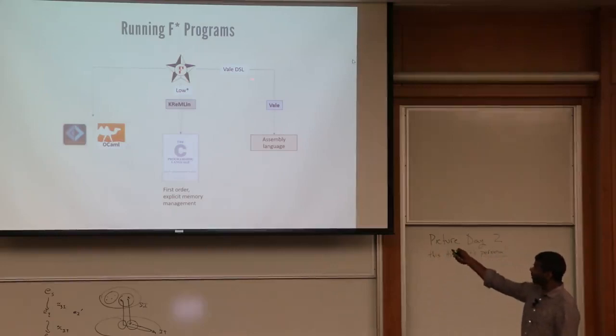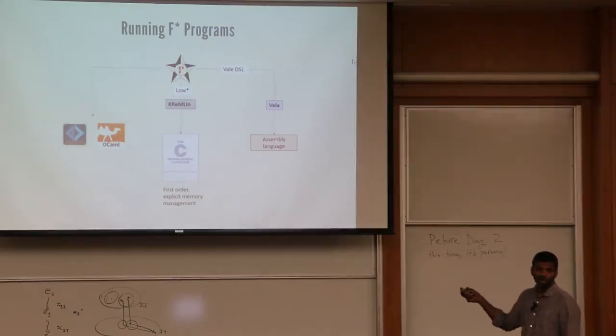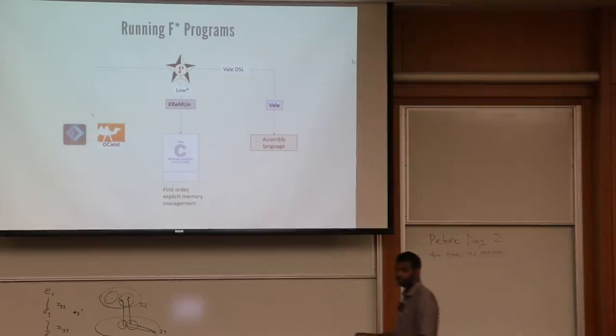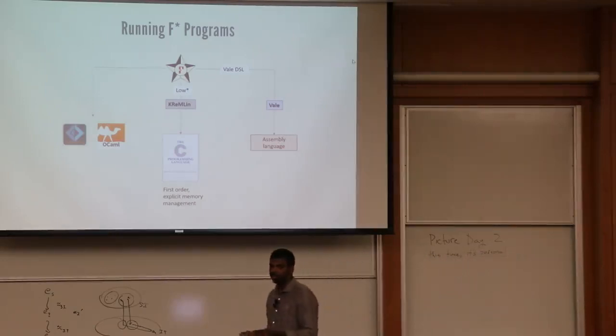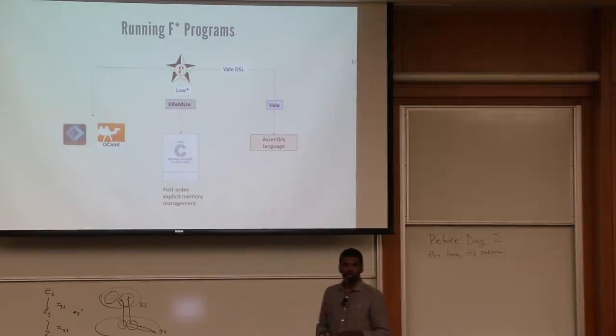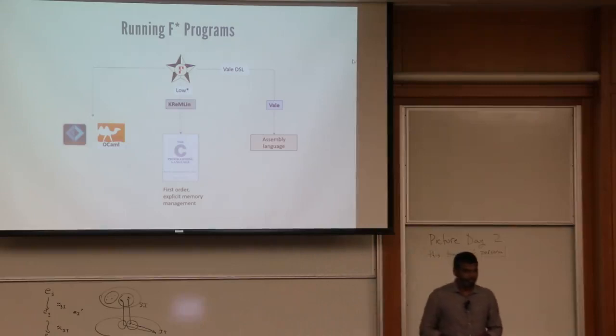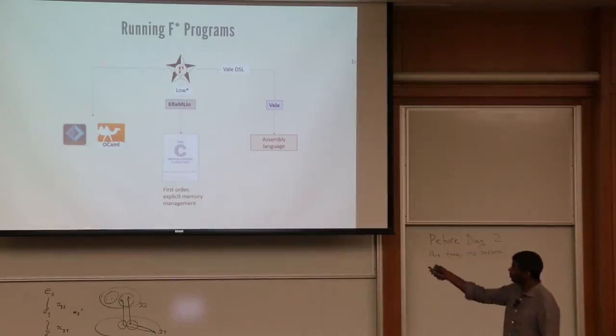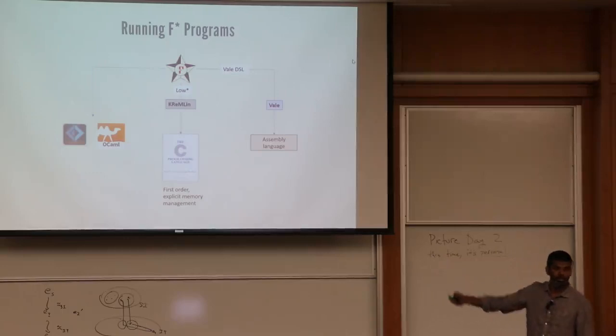And there's a subset of F* called Vale. Vale is an assembly language embedded in F*, and you can extract Vale programs to the assembly language of your choice. It's a DSL in which you can specify the semantics of x86 assembly or ARM assembly and so on. You do your proofs at this level, and you extract programs to run down at the bottom. Okay.